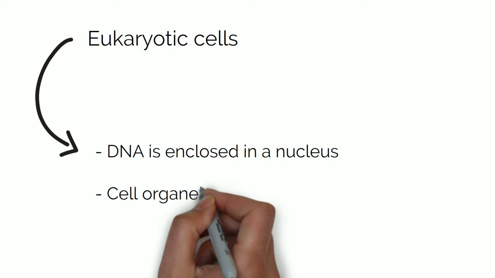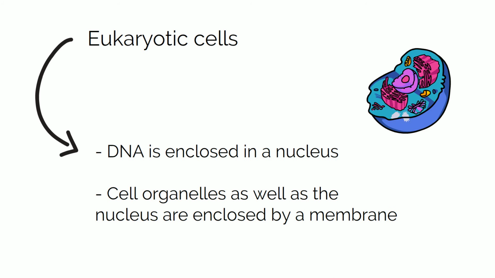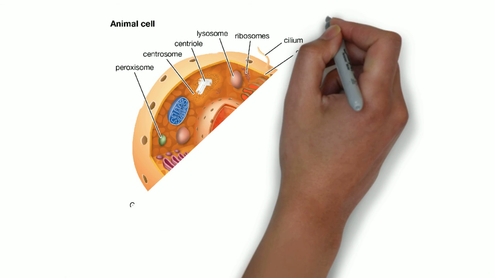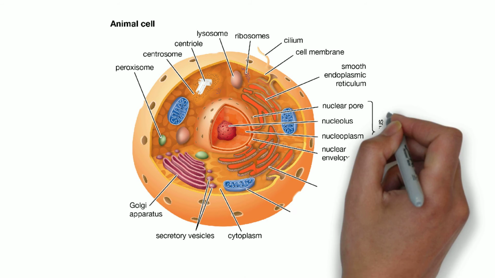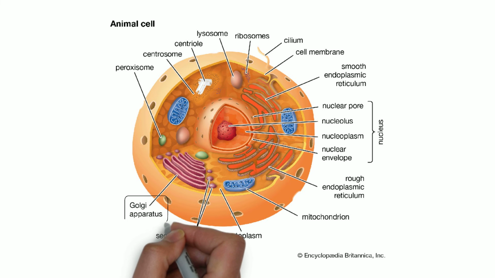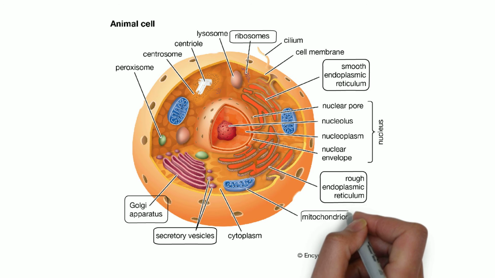Now let's have a look at cell biology and how cell exchanges occur. Human cells are eukaryotic. This means that our DNA is enclosed in a nucleus, and the cell organelles as well as the nucleus are enclosed by a membrane. Let's look at a diagram of a eukaryotic cell. As you can see, there are several organelles within a eukaryotic cell. The main organelles we are going to focus on today are the Golgi Apparatus, vesicles, ribosomes, the endoplasmic reticulum, both smooth and rough, and the mitochondria.